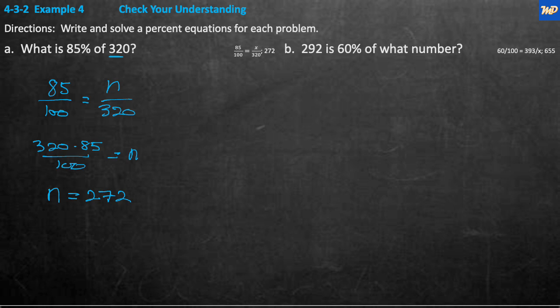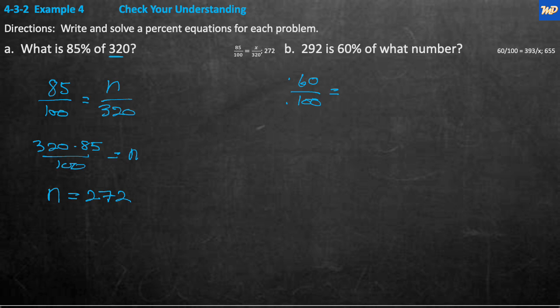Let's do B. 92 is 60% of what number? So now what do we have? They're giving us 60%. I can write that right now: 60 over 100 and the equal sign. The easy part of the equation is over with. So is this the part or the whole? So 92 is some part of what number? It's 60%. 60 is the part of the whole. 60 over 100. So in our case here, 92 is that part.